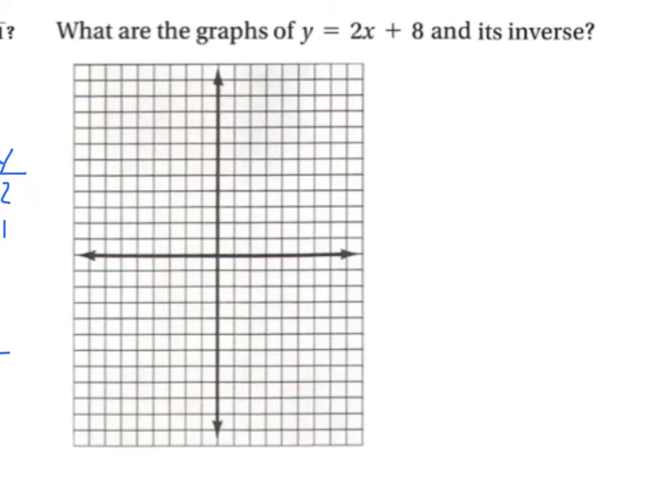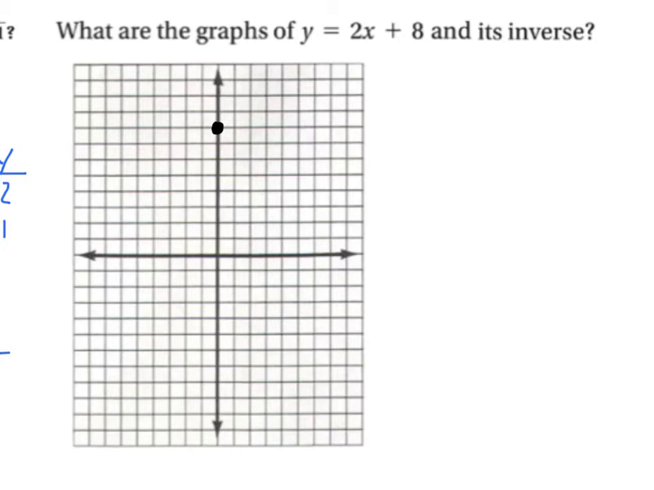I mean, shouldn't we know already how to graph a line? Y equals mx plus b. What's the b? Oh, y-intercept. B is the y-intercept. And what is our y-intercept? 8. So let's go up here to 8. 2, 4, 6, 8.